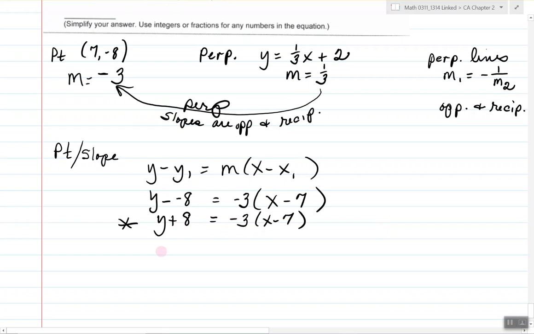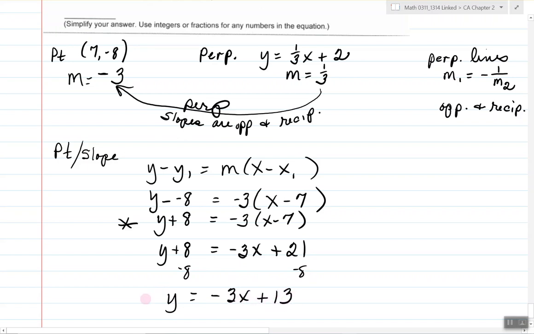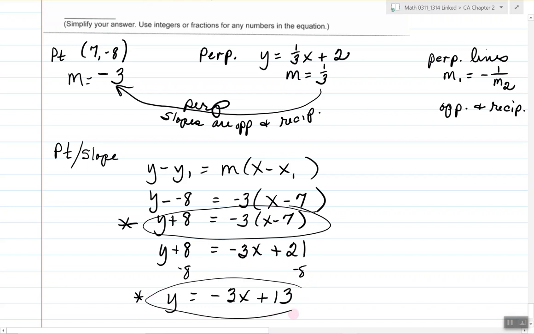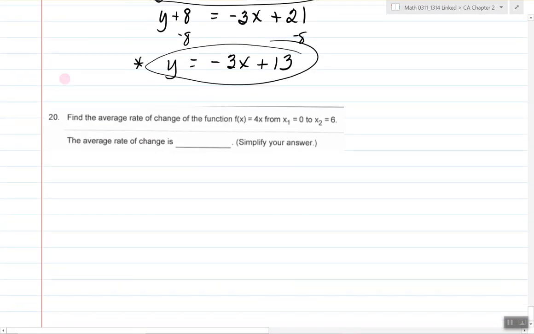Simplify and solve for y. So y plus 8 is equal to, by the distributive property, -3x plus 21. Subtract 8 from both sides. We get y is equal to -3x plus 13. And that is slope-intercept form. So here's my first equation form, and here's my second equation form. All right, I believe we have one more.